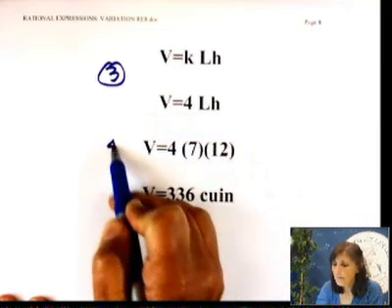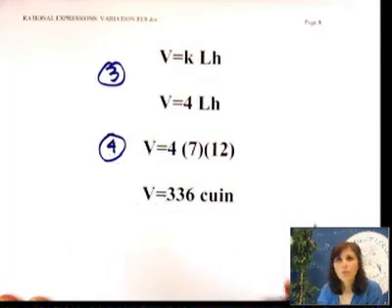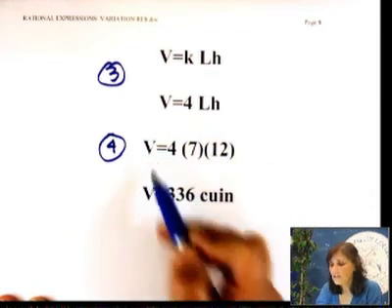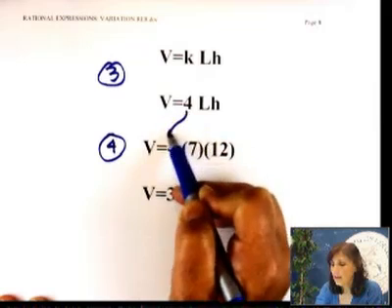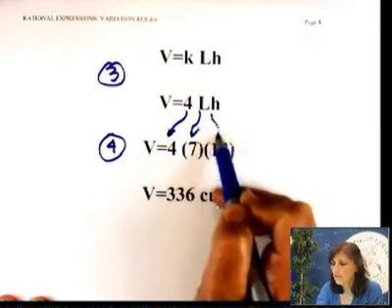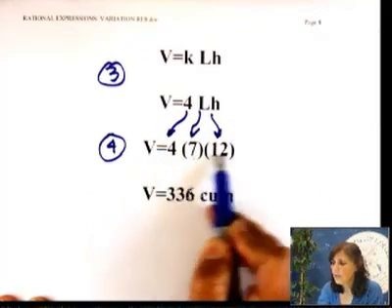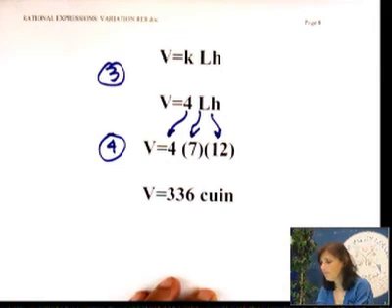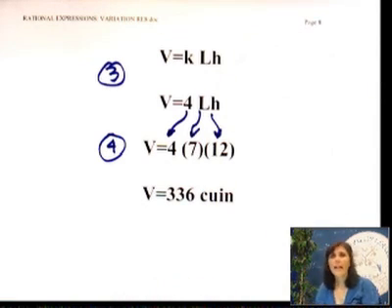Now the last step is going to be put in the numbers and answer the question. They are saying when the length is 7 and height 12, what is the volume? So here it is, 7 and 12. Multiply them out. 28 times 12, that's 336 cubic inches. Okay? So that is the end of the variation section.